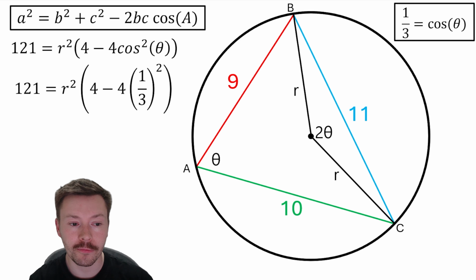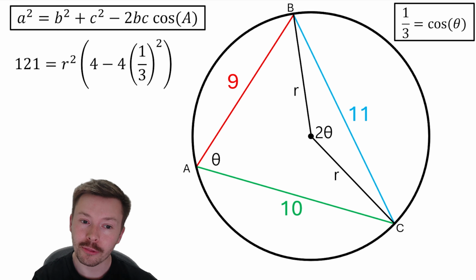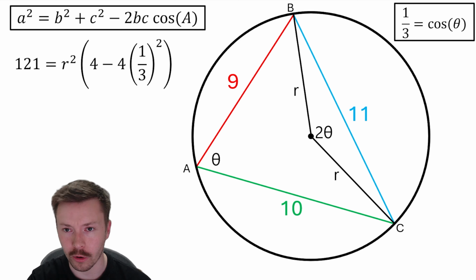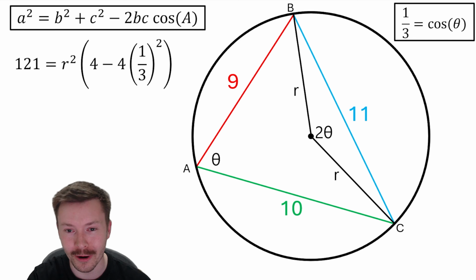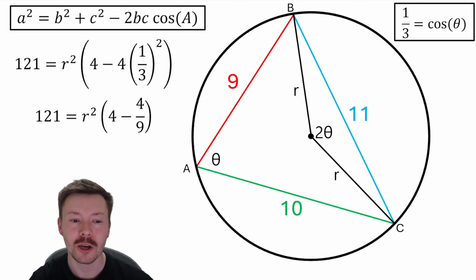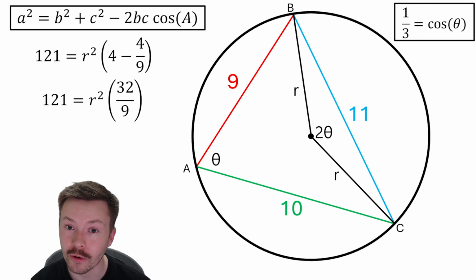So we get r squared brackets 4 minus 4 of a third squared. A third squared is a ninth, times by 4 is 4/9. We end up with 4 take away 4/9 in the bracket, which will simplify to 32 over 9.